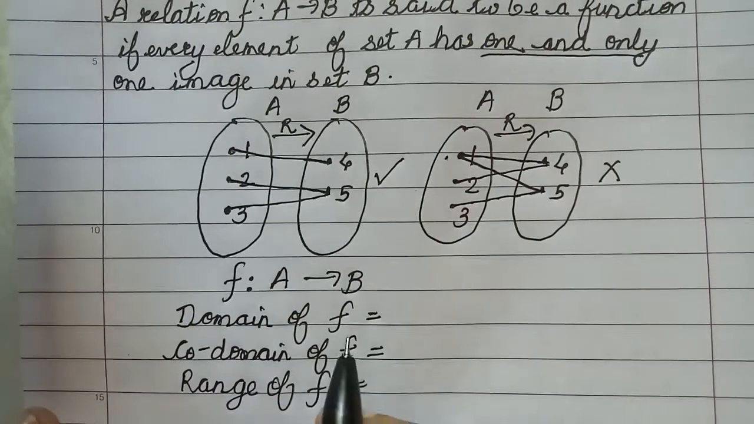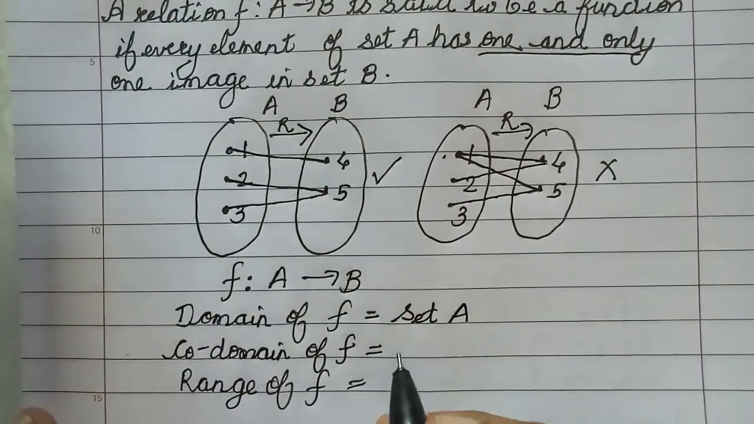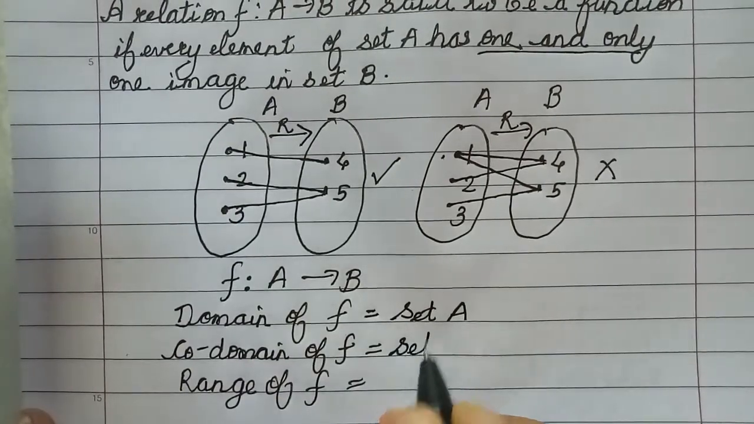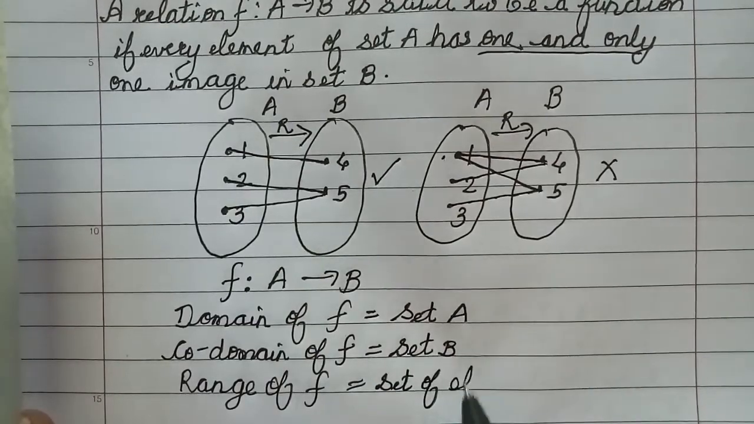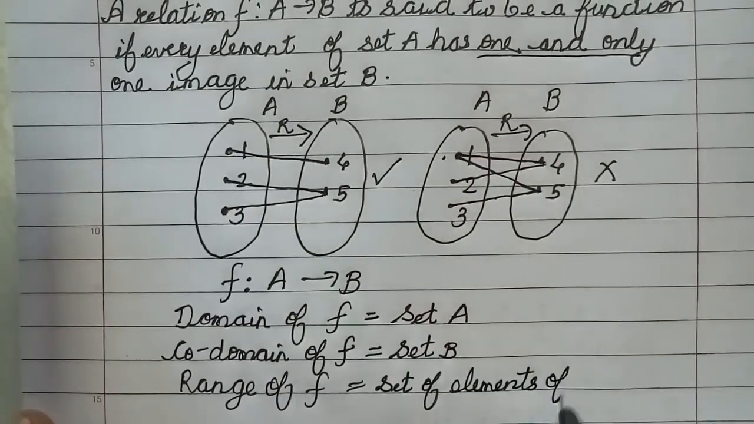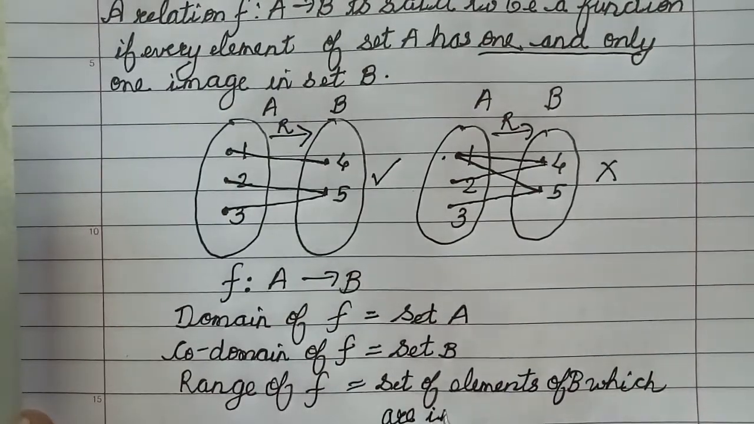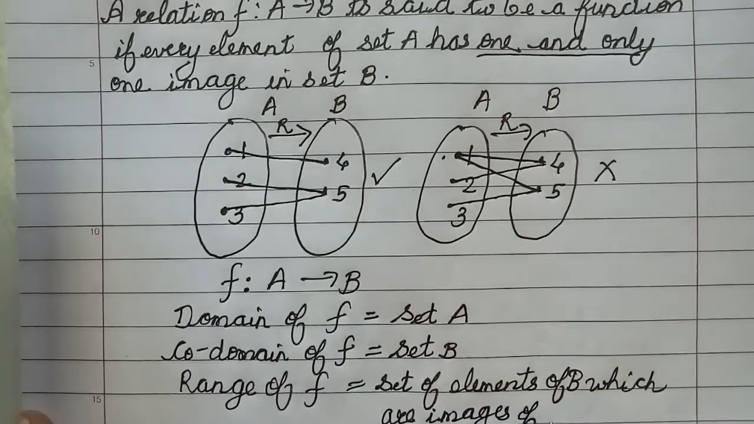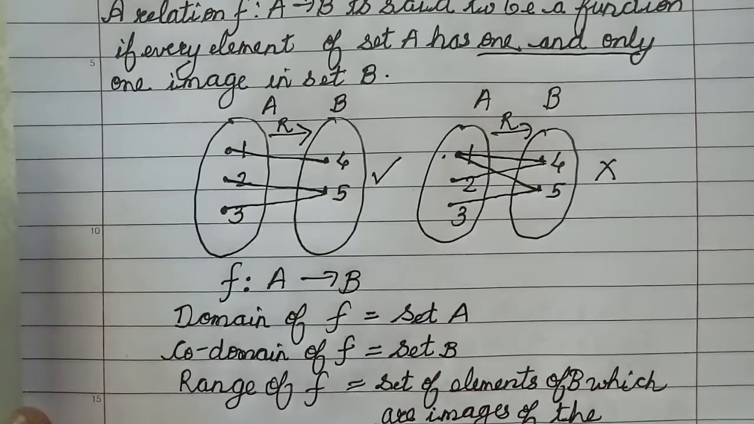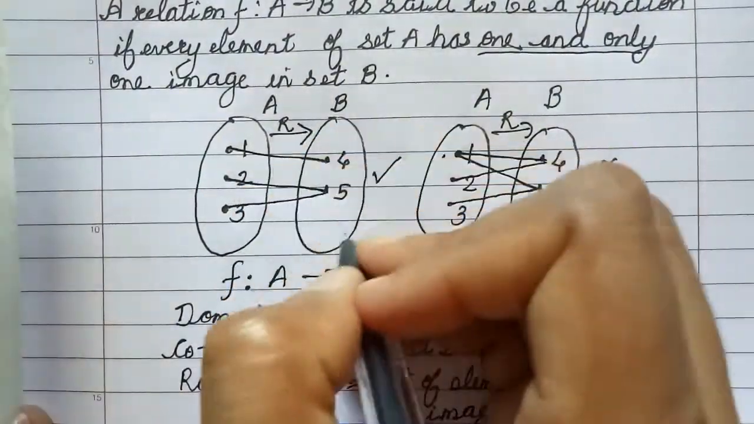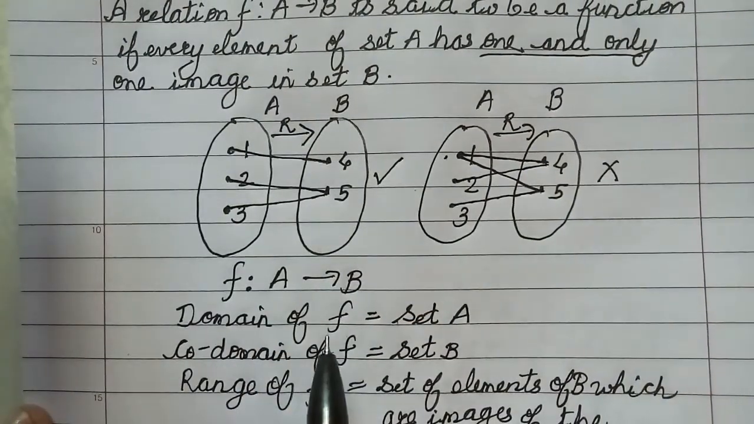So domain of f, as we have studied in relation, is nothing but your set A. Codomain of f is nothing but your set B, and range of f is the set of elements of B which are images of the elements of A. Okay, for example, let us come to the first example. You can see that in this example, this is a function. So domain of your f will be the set A.